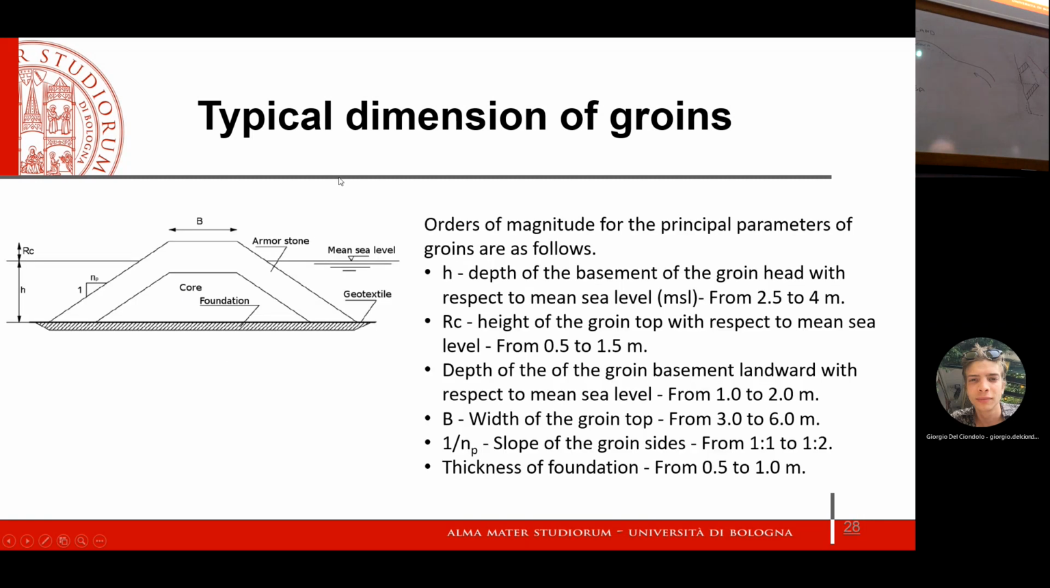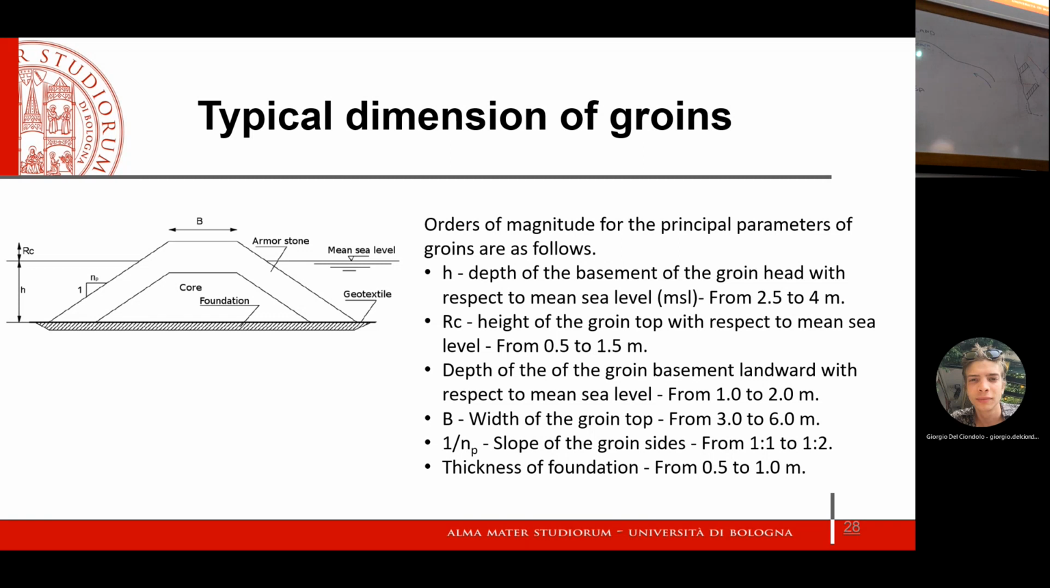Now, let's give some orders of magnitude. So, H, which is defined as the depth of the basement of the groin head. This is important because I couldn't remember before this slide where it was measured, because of course it's varying. With respect to the mean sea level, it's from 2.5 to 4 meters. This is the order of magnitude.